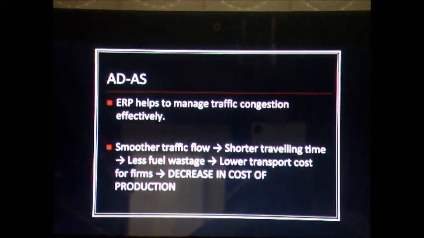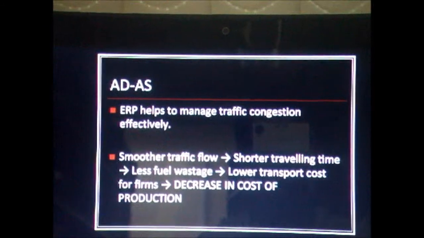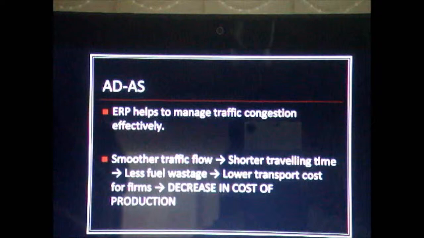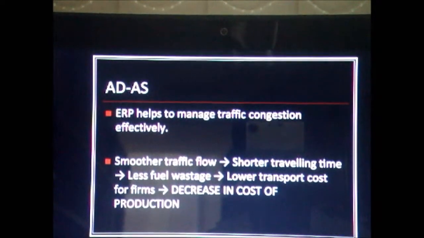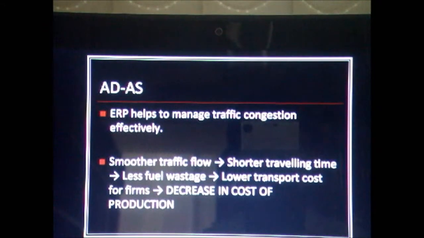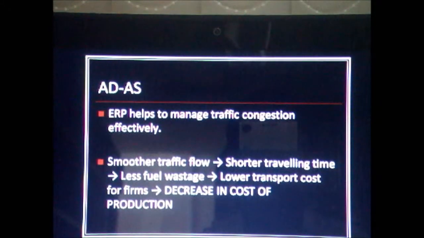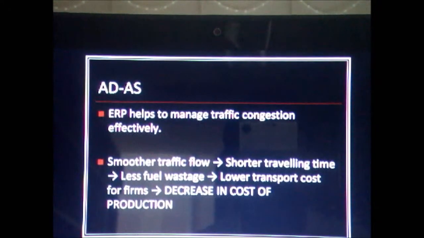By implementing ERP, it helps to decrease the cost of production of firms. The ERP is necessary to manage traffic congestion effectively. Smoother traffic flow leads to faster and shorter traveling time. This means that there is less fuel wastage. This in turn results in a lower overall transport cost for firms. A lower transportation fee would mean a decrease in the cost of production of firms, leading to a fall in the AS curve.